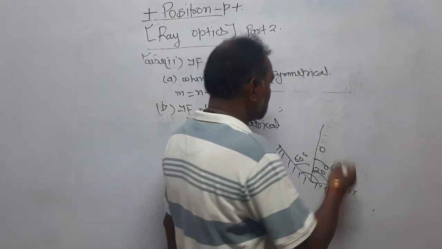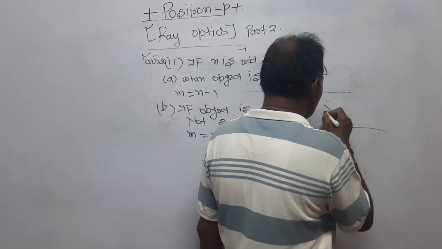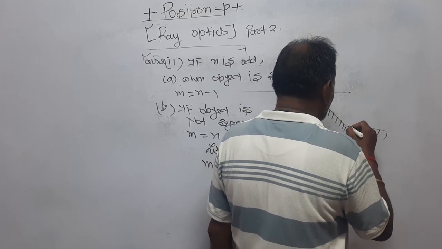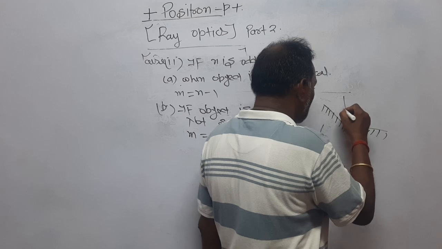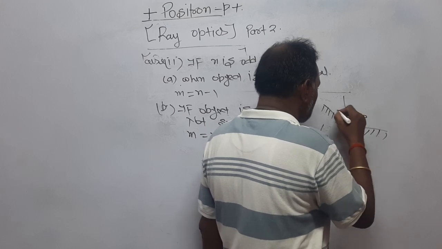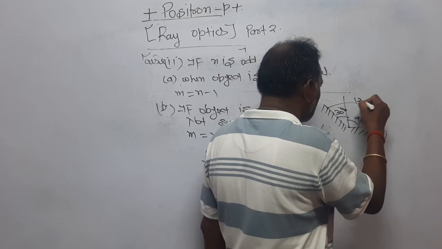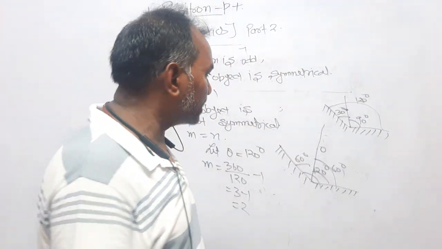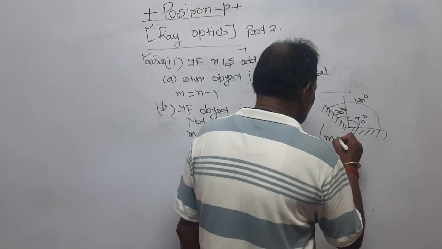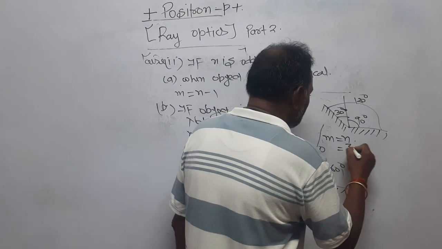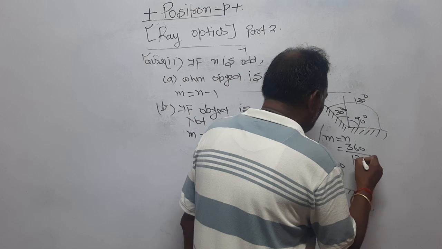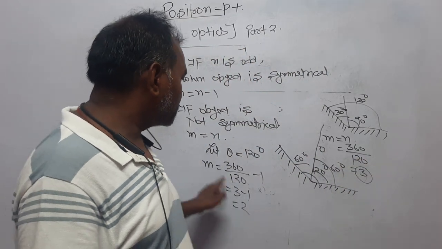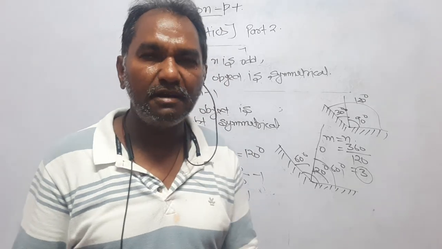But what happens in the same case if you consider an object here, this one is 90 degrees, this one is 30 degrees, and the whole angle is 120 degrees. Now the object is not symmetrical, it has not been kept symmetrically. In that case, m is equal to n, that is 360 over theta, which is 120, and in this case 3 images will be made, and in this case only 2 images will be made.